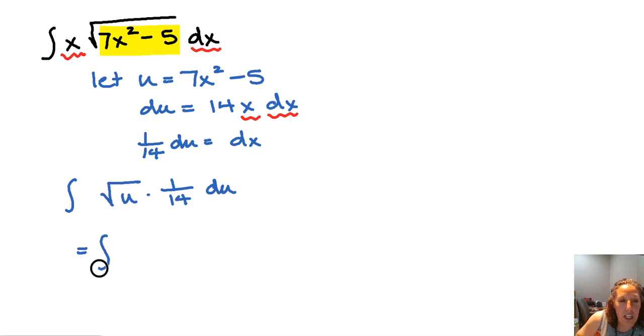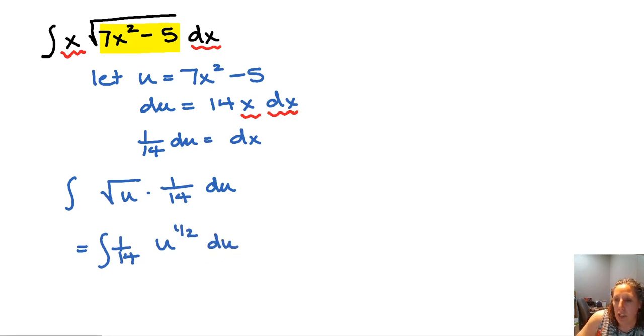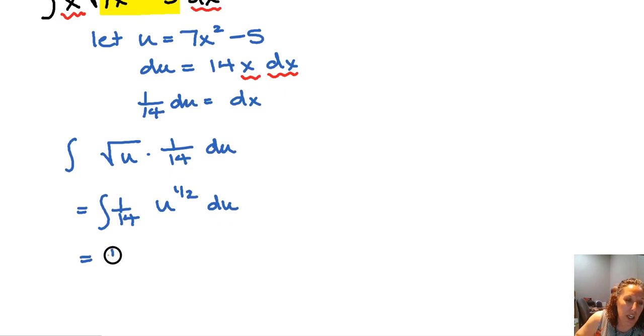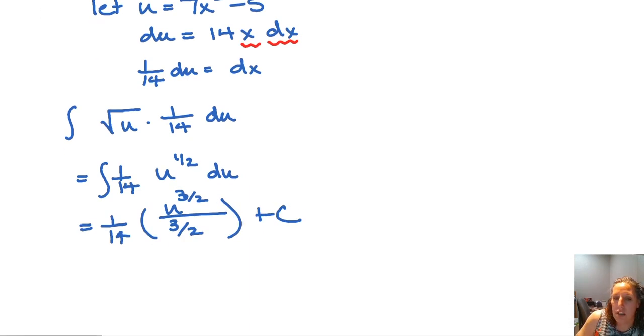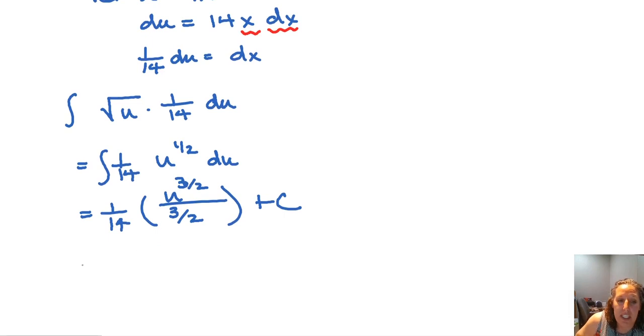So if we get this ready to integrate, I'm going to go ahead and pull that 1/14 out front. The square root of u is the same thing as u to the positive 1/2. So when we integrate that, we're going to get 1/14 times u to the 1/2. If we add 1 to that, we are going to get 3/2 divided by our new exponent plus c. And then dividing by 3/2 is the same thing as multiplying by 2/3.